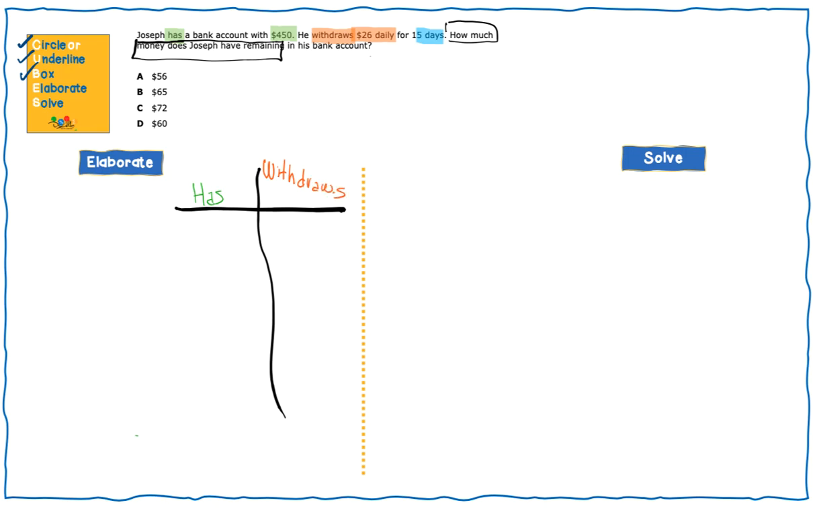And for what he has, we can read in the story that he has $450. So that's what I'm going to write down. And for what he withdraws, $26 daily. I need to understand what daily means. Daily means that's going to happen in how long? Yes, thank you. In one day. So I'm gonna highlight that, and that's gonna happen in just one day.